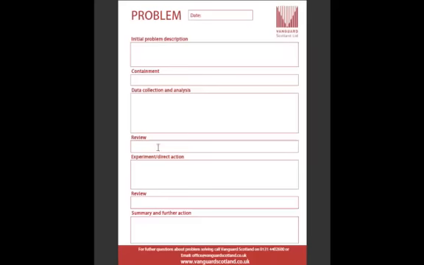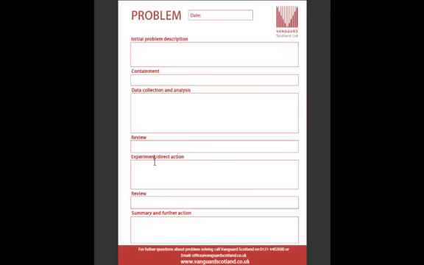Having understood the extent of the problem, you would then do a quick review with your team in order to say we've defined the problem, we've contained it, we've gathered some data in order to understand the root cause of the problem, and then you would see where that led you in terms of solutions.